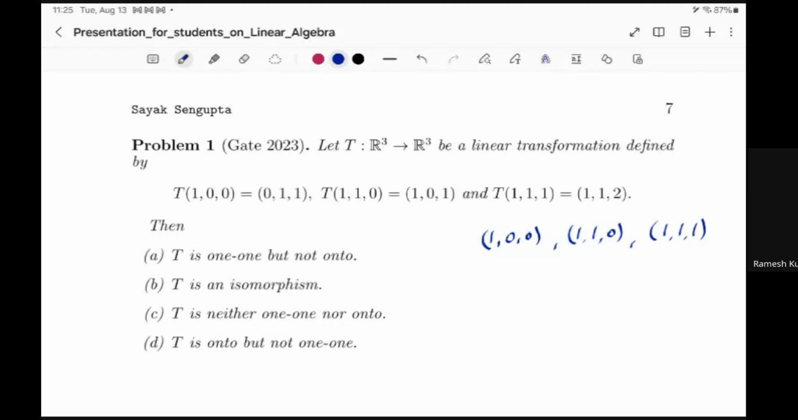Now we want to investigate if T is one-to-one or onto or not. But you see this R3 over R is a finite dimensional vector space. So either it is both one-to-one and onto, or it is neither. So either B is true or C is true. A and B, right off the bat, you can cancel them.